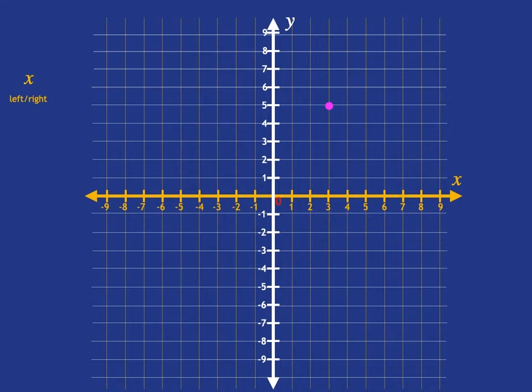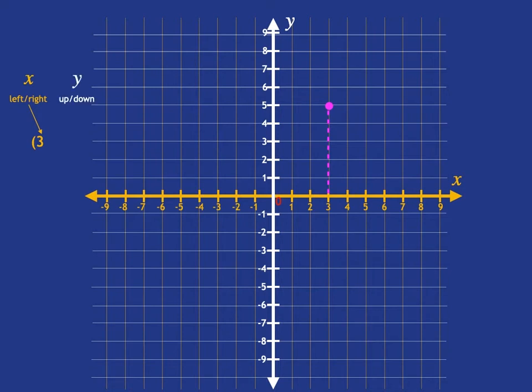So let's go straight from that point down to the x-axis, and there we can see that this point is 3 steps to the right of the origin. So the x-coordinate of this point is 3.